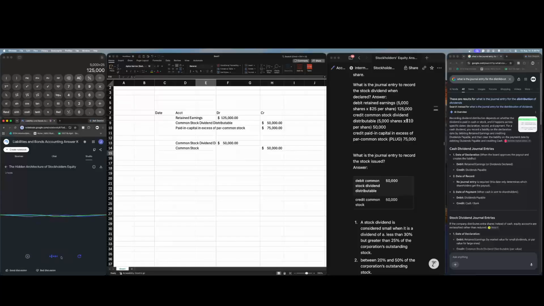But is paid-in capital in excess of par a contra account? What kind of contra account is that? Like equity?